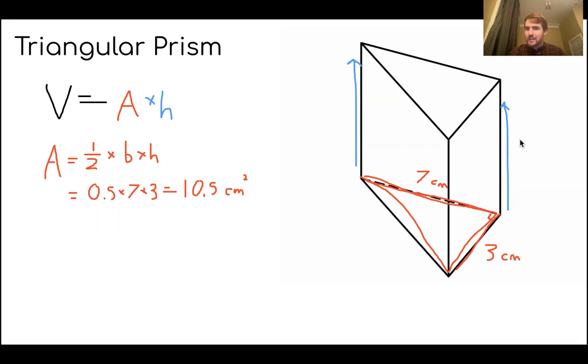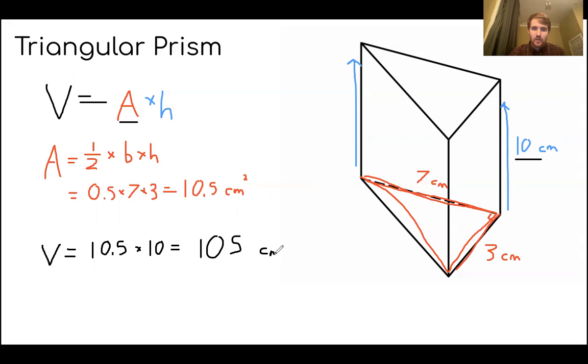Once you've done that, we just need to measure the height. Let's say we measure this and we got 10 centimeters. And then we'll use our original formula, which is volume equals area, which is 10.5, times height, which is 10. 10.5 times 10 is equal to, do this on your calculator if you want to check, 105 centimeters. And again, it's cubed, three-dimensional.